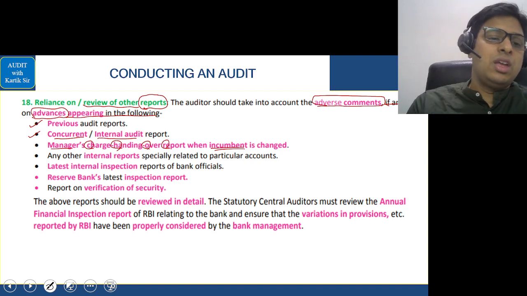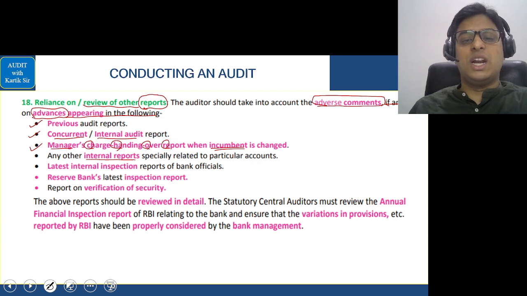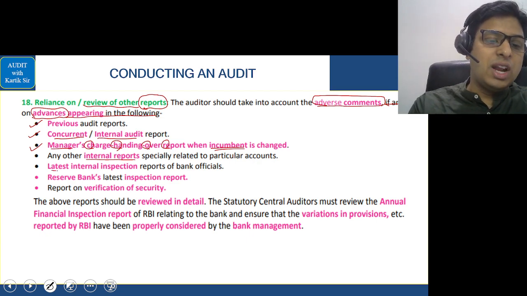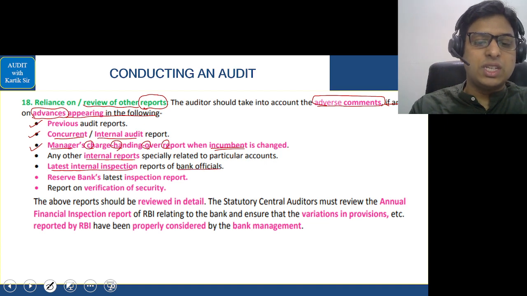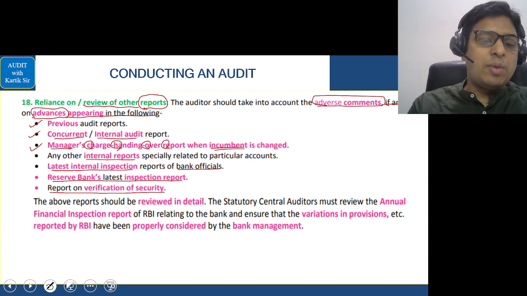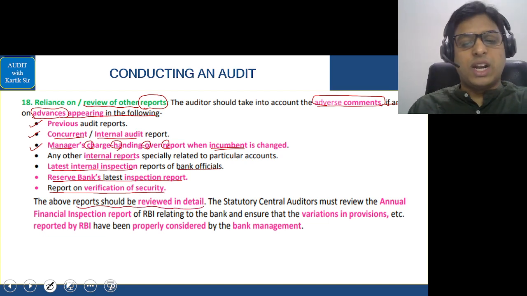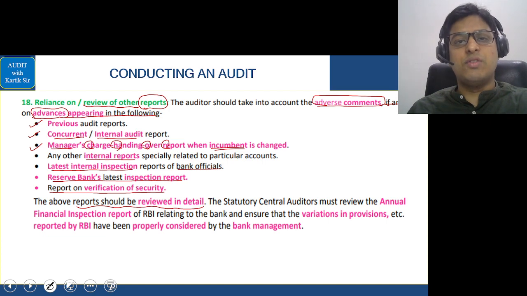Okay. Next is any other internal reports, especially relating to a particular account. That is called internal reports of the bank. Then you have the latest inspection reports of the bank official. Then Reserve Bank's latest inspection report. Then you have the report on verification of security. The above reports should be reviewed in detail. That is what they are trying to say.